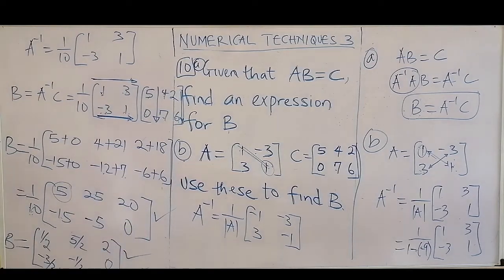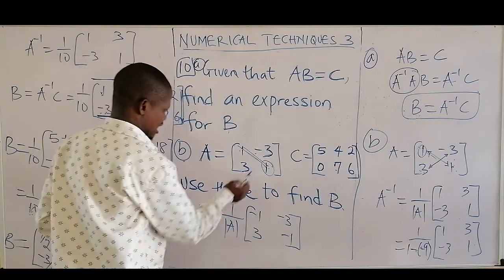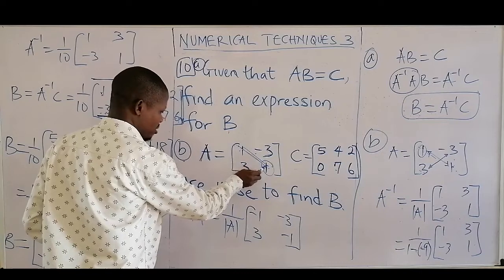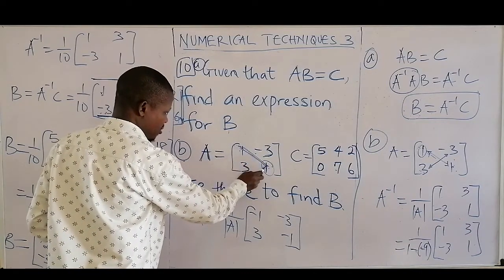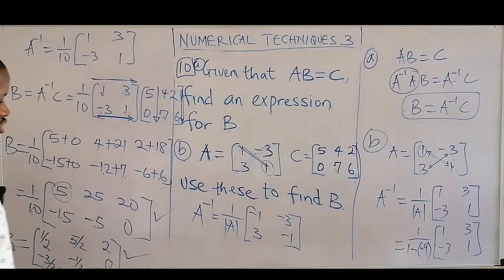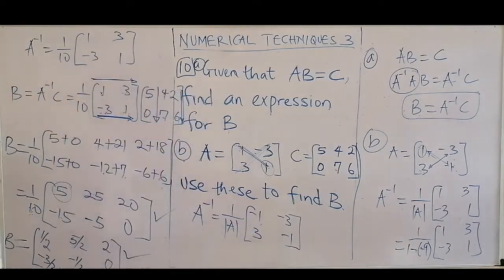So the choice is yours. What I did, I exchanged this leading diagonal, I changed this place, then I multiplied this place by minus. So the choice is all yours. Your determinant can also be in this form. Okay, so that's that on this question.